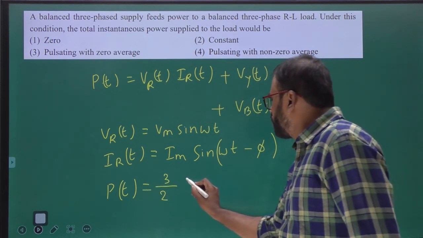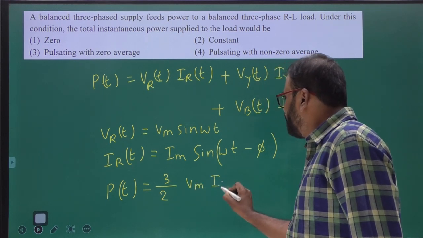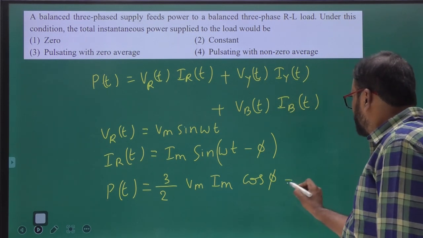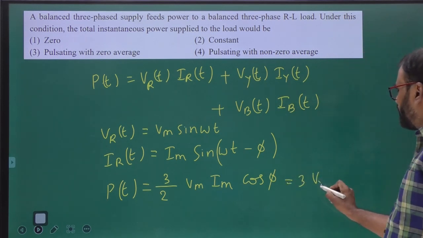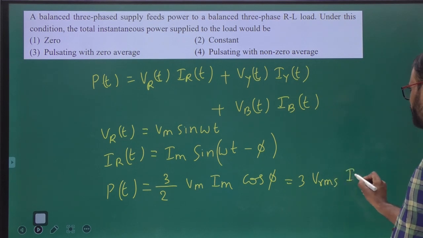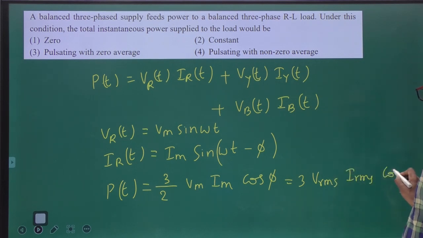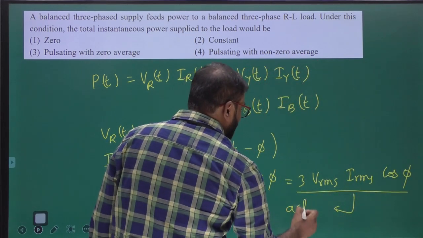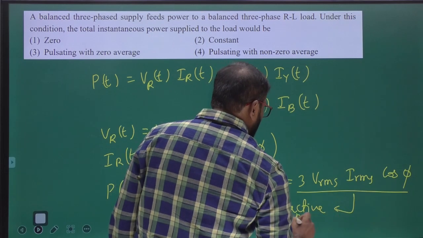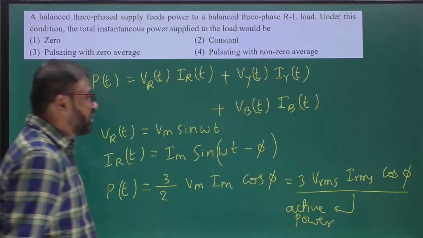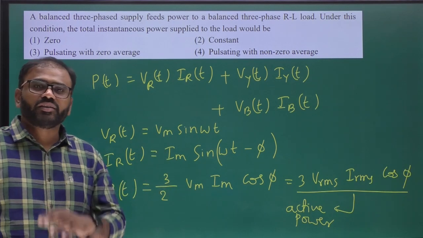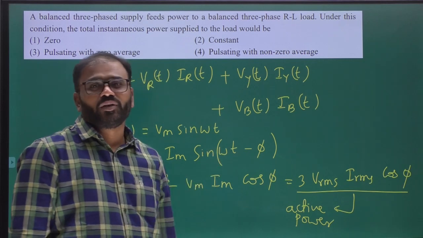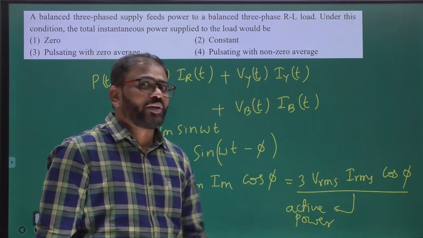We'll get 3 by 2 into Vm Im cos phi. You may also say 3 into Vrms Irms cos phi. See, what is this power? If you see, this is nothing but active power. So, there are a few conclusions I can write from here. The instantaneous power drawn by a three-phase load is always constant, and that represents active power. It is not pulsating at all.